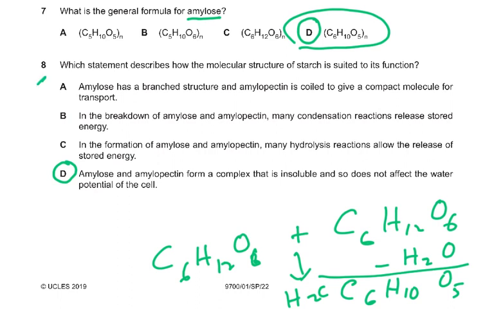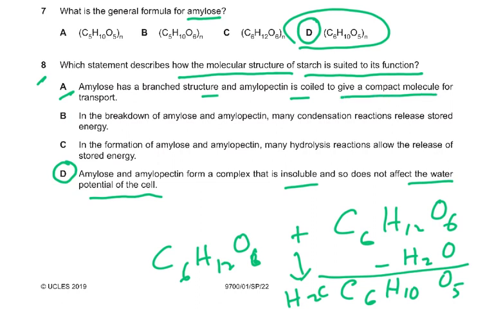Question 8. Which statement describes how the molecular structure of starch is suited to its function? You see, starch is made of amylose and amylopectin. So you've got to know the structure of it. The fact that it is insoluble and does not affect the water potential of the cell, because starch you have to store for long times. So the store has to be, number one, compact. Number two, insoluble. It should not affect the water potential, so that water doesn't move in by osmosis. Now, why are all these wrong? A, amylose has a branch structure, and amylopectin is coiled to give a compact molecule.